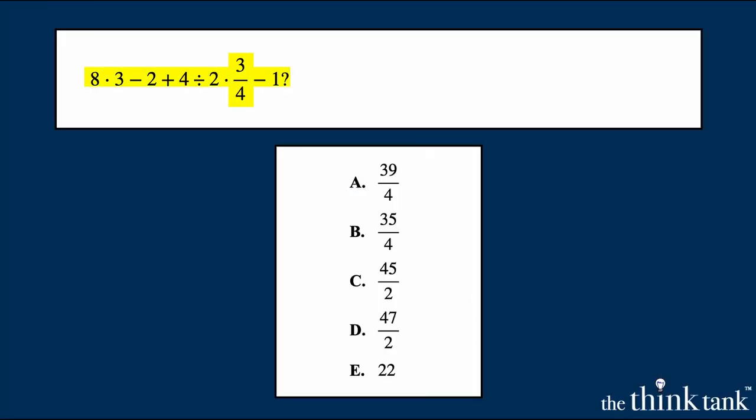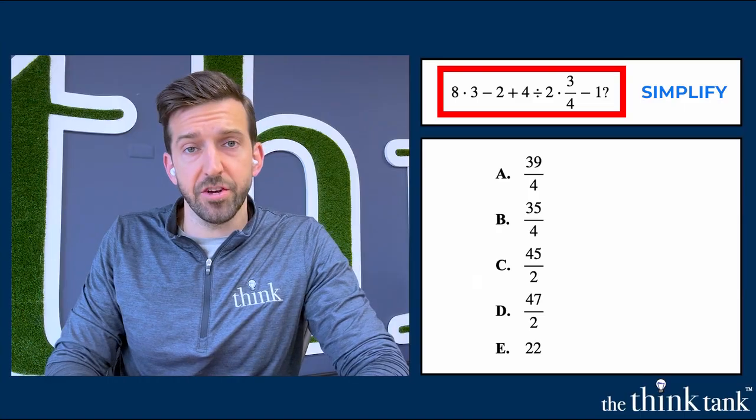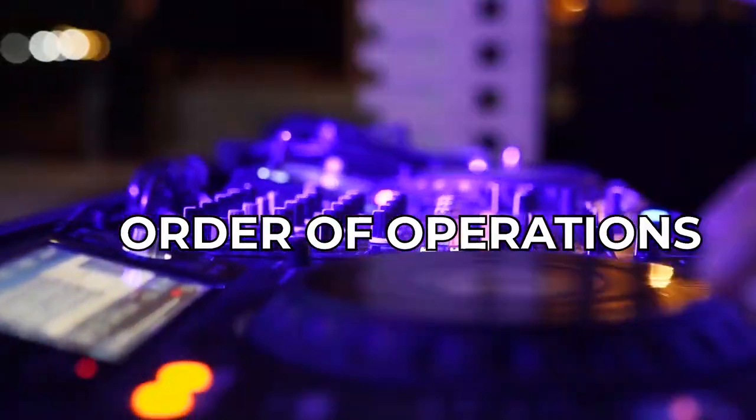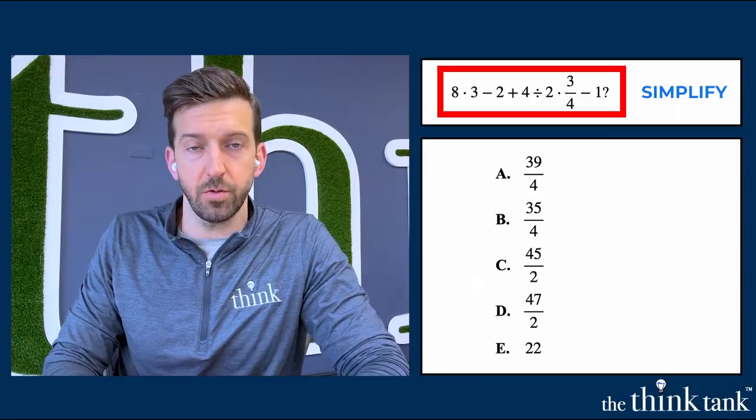8 times 3 minus 2 plus 4 divided by 2 times 3/4 minus 1 is equal to what? Let's go. All right, we're trying to simplify this big expression, which means we have to use the order of operations. You always have to use the order of operations when you're simplifying expressions in math.